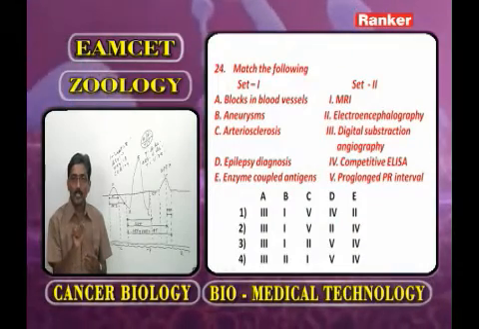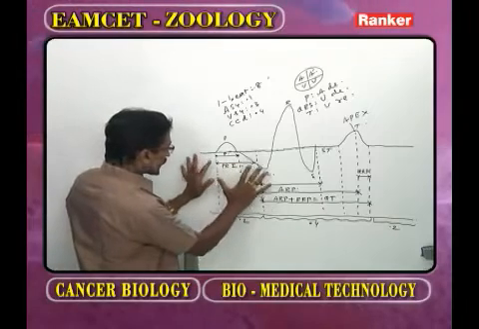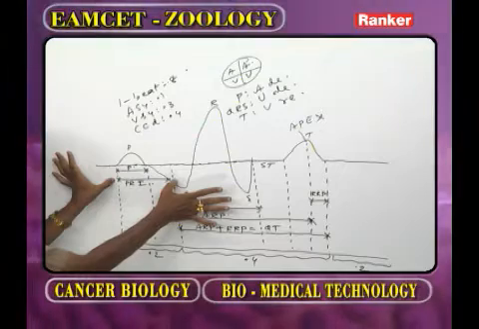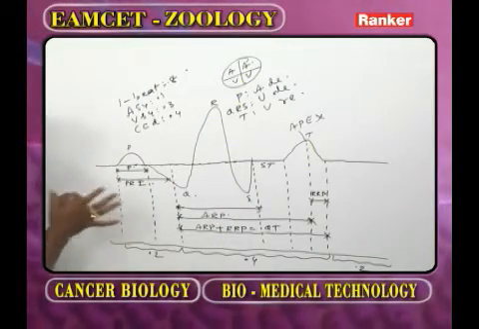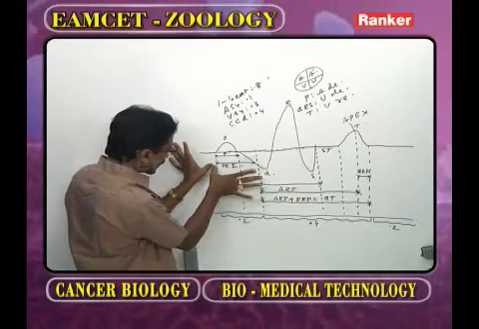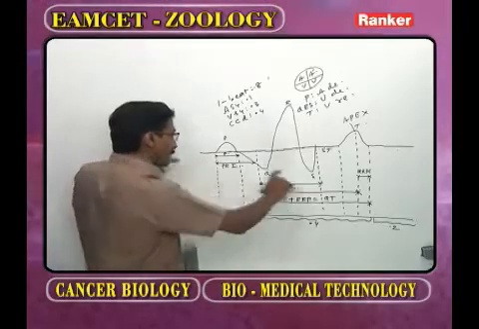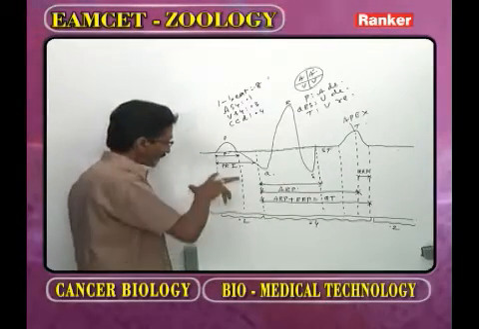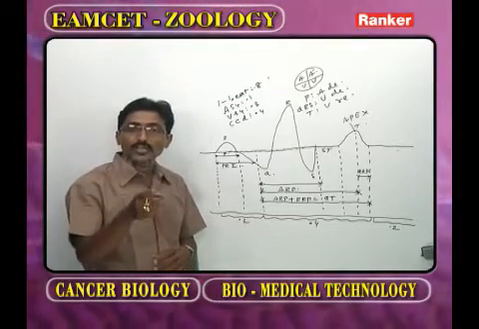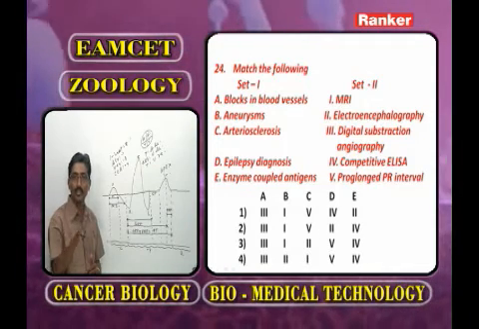And arteriosclerosis, how is this going to occur? Prolonged PR interval. Now this is the PR interval of a healthy person's ECG. The PR interval is from the beginning of the P wave to the beginning of the QRS. If this gap increases, that is an enlarged PR interval, what is going to happen? Arteriosclerosis.